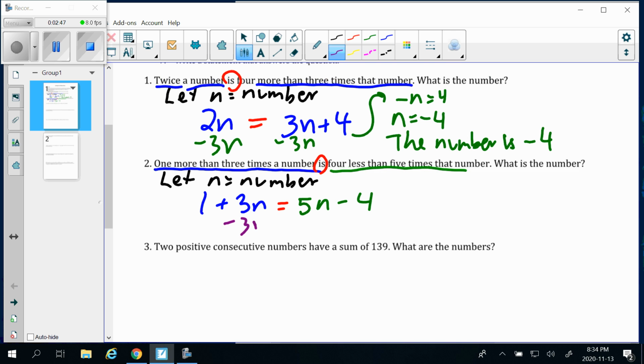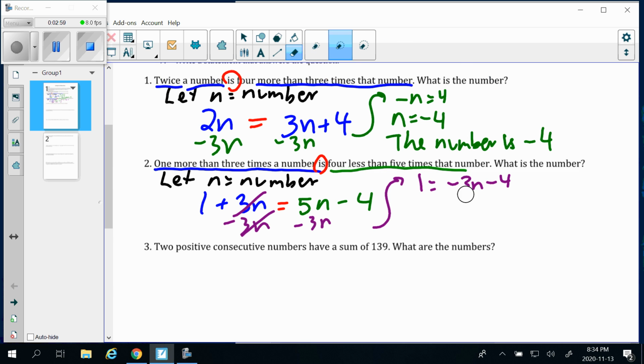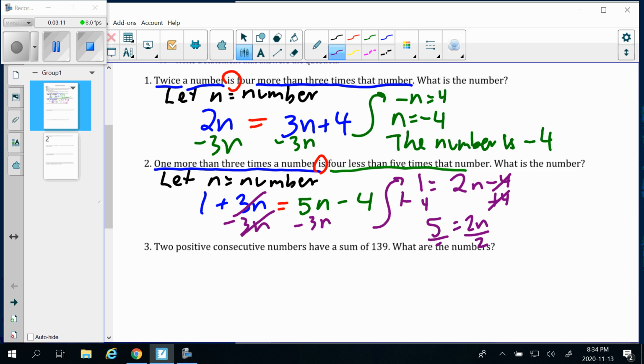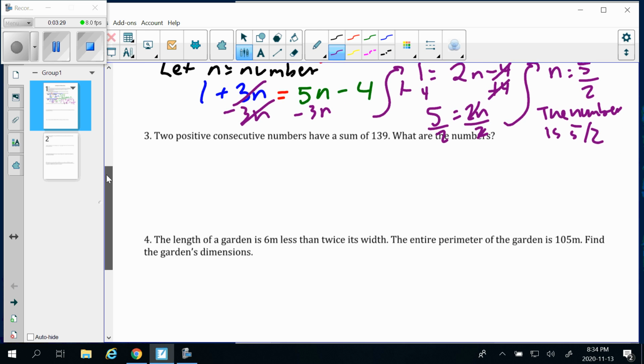So I will delete one of these copies of n and end up with 1 equals negative 3n minus 4. Positive 2n, not negative 3n. That's not right. Positive 2n minus 4. Then we'll add 4 to both sides. And we have 5, which is 2n. Now, at first I wondered if I did something wrong because it's a fraction, but it doesn't say that it has to be an integer, so I think I'm okay. So the number is 5 over 2. And just leave it in improper form. It doesn't reduce, but if it did, you'd be expected to reduce it.